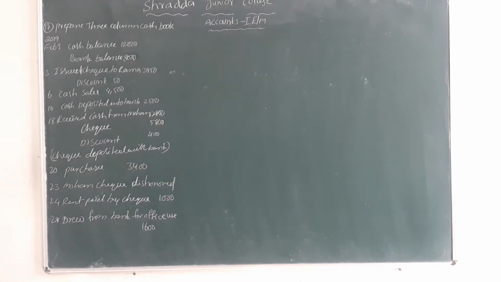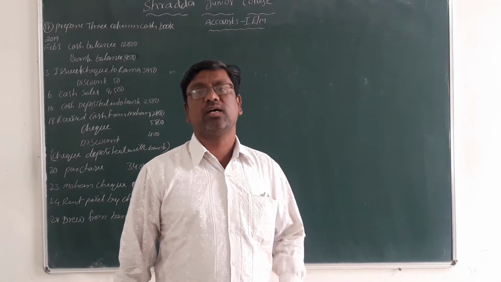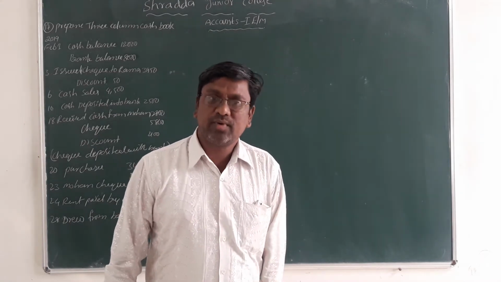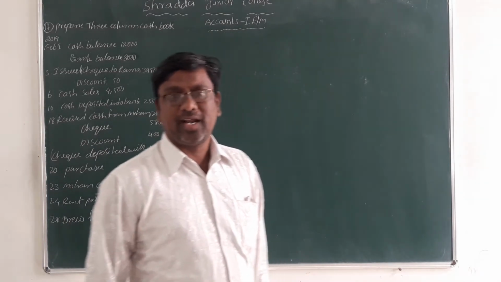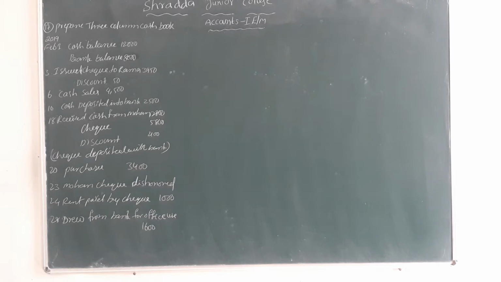It's a 10 marks oriented question, students. It is very important. Why? Because this question compulsorily comes in the final examination, as a 10 marks oriented problem on three column cash book. So today we are discussing problem number 17.